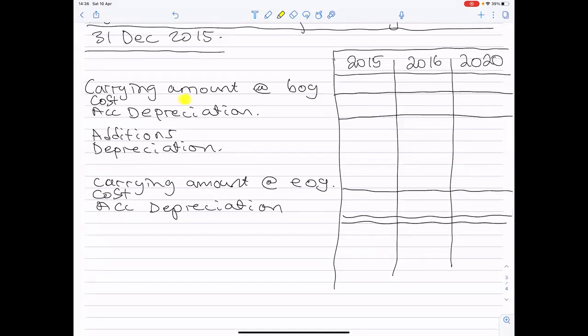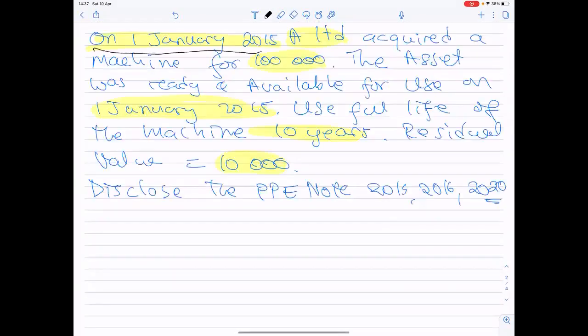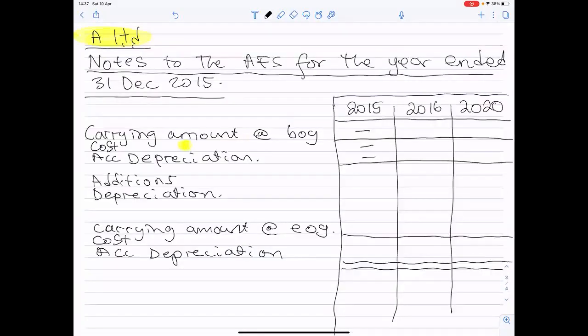Now, let's do this. The amount that you are going to put at the beginning of the year is the amount that was there at the end of the year in the previous year. We understand? So the amount that we put at the beginning of the year is the opening balance coming from the closing balance of the previous financial year. So at the beginning of the year 2015, there was no asset. Why? Because there was no asset that was transferred from 2014 to 2015. The asset was bought on the 1st of January, which is the beginning of the year, but it was not brought from the previous year.